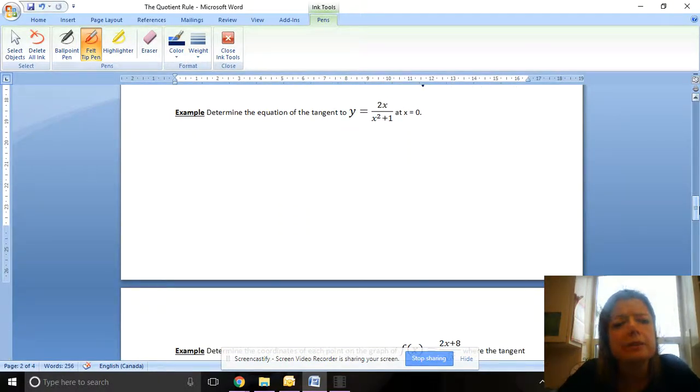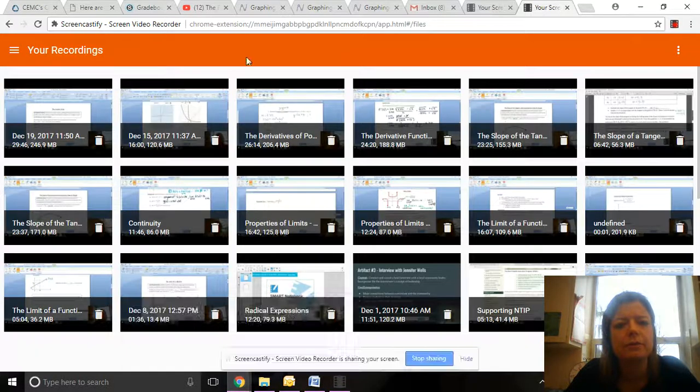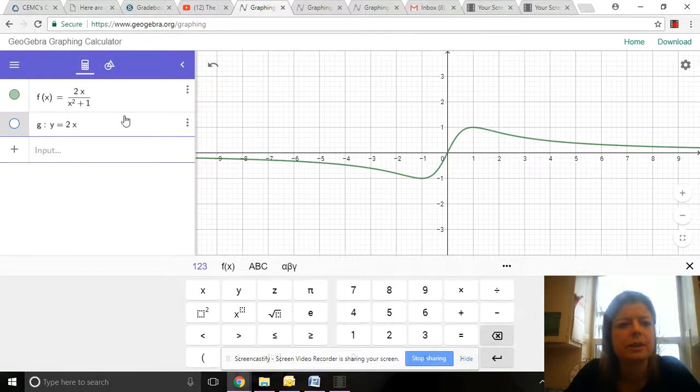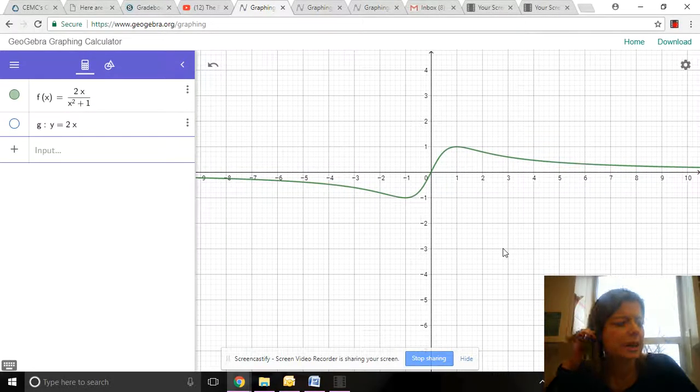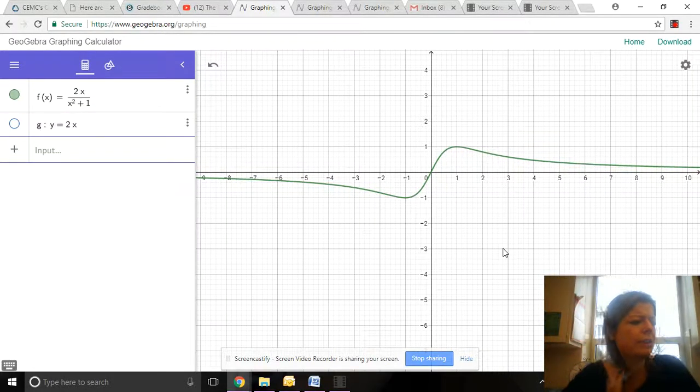Okay, so now we're going to determine the equation of the tangent to this at x equals 0. So this rational function, I graphed it for you already. This is what it looks like. So 2x over x squared plus 1 is this green function. So the question is asking us, determine the equation of the tangent at x equals 0.